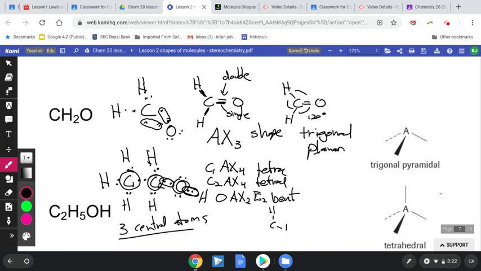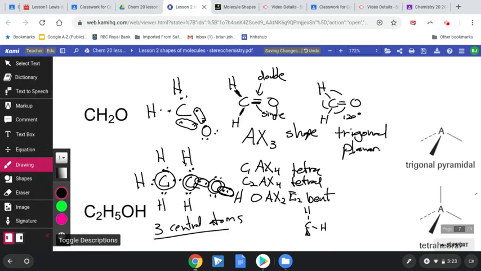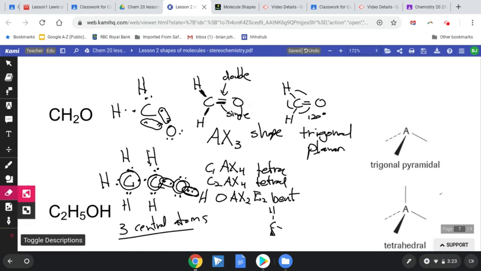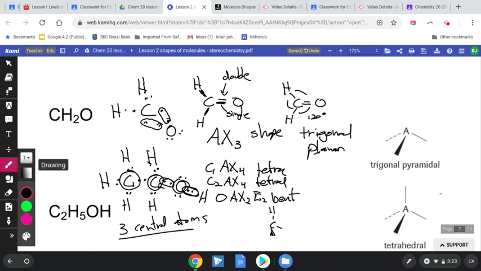a V built into it. Oh dear, one coming out. I need my eraser. This will be the first of a few mistakes I'm sure I'll make. Okay, get rid of that. So there's my CH3. And then this fourth bond is attached to the next carbon. It's also got a tetrahedral.